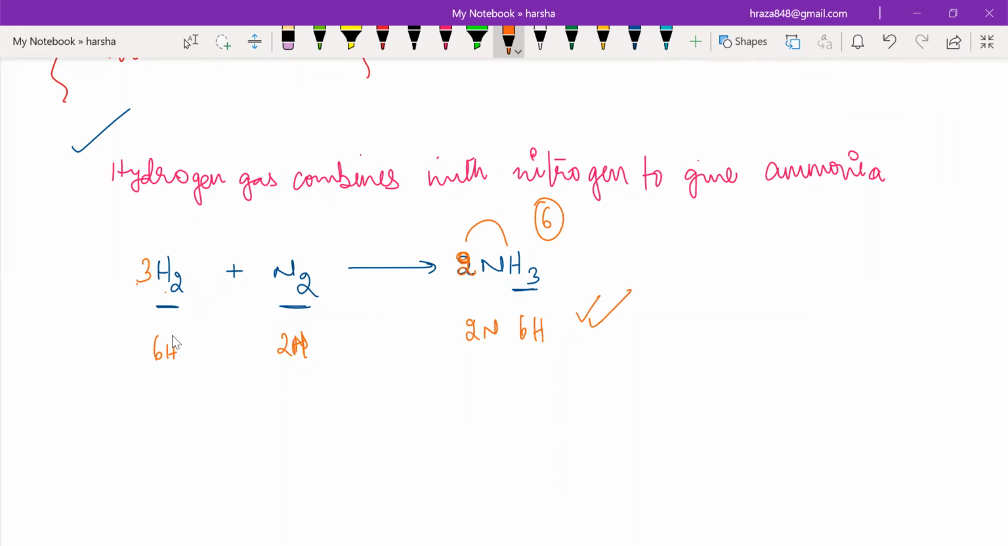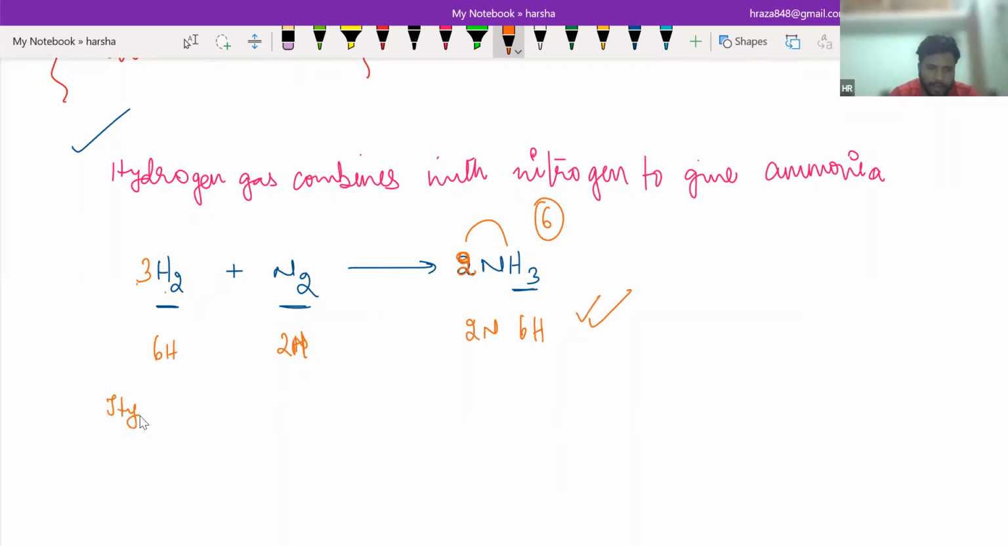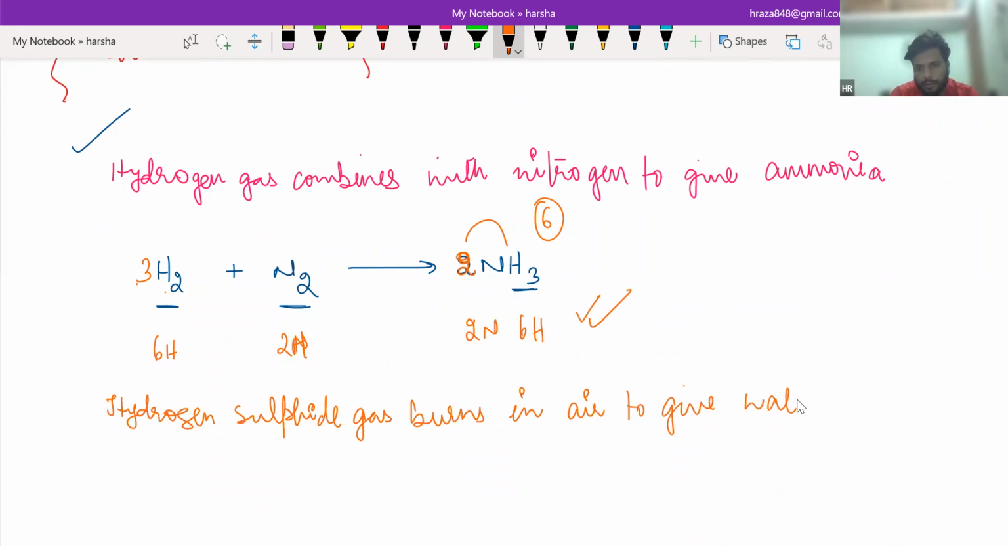Yes, sir. Now see, another example: hydrogen sulfide gas burns in air to give water and sulfur dioxide. You are going to write the chemical formula first. Sulfur dioxide. Okay, it is sulfur dioxide.